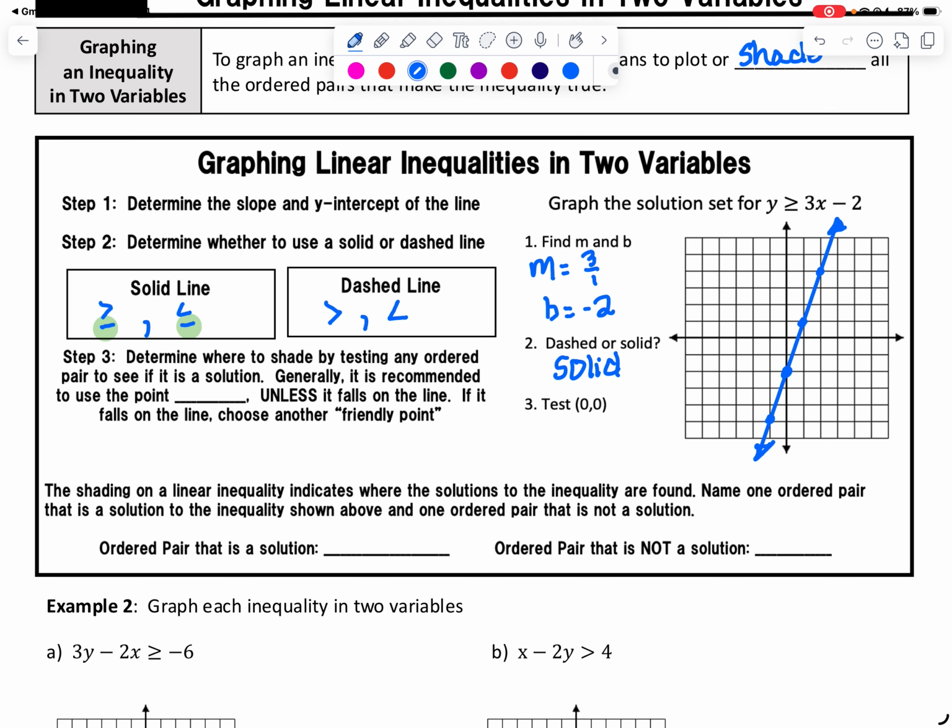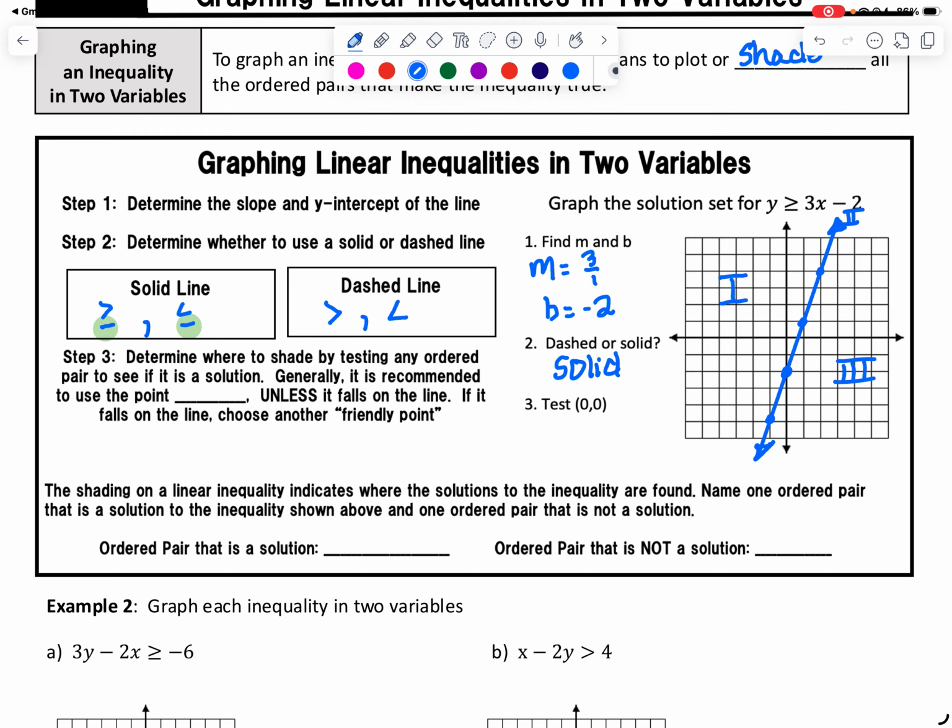Now, step 3 is we want to shade where all the solutions are. So I want you to notice that this line separated our coordinate plane into 3 regions. We have region 1, everything above the line, region 2, everything on the line, and region 3, all the ordered pairs below the line. So what we want to do is shade the region where the solutions lie. So all we have to do is pick any point on this coordinate plane and test it into the inequality to see if it's true or false.